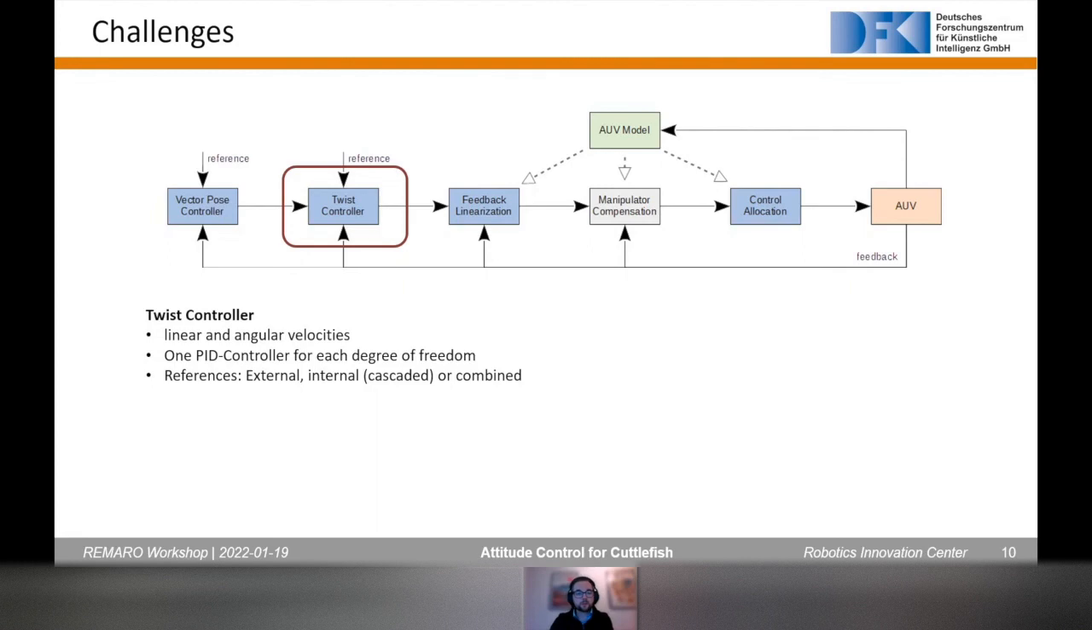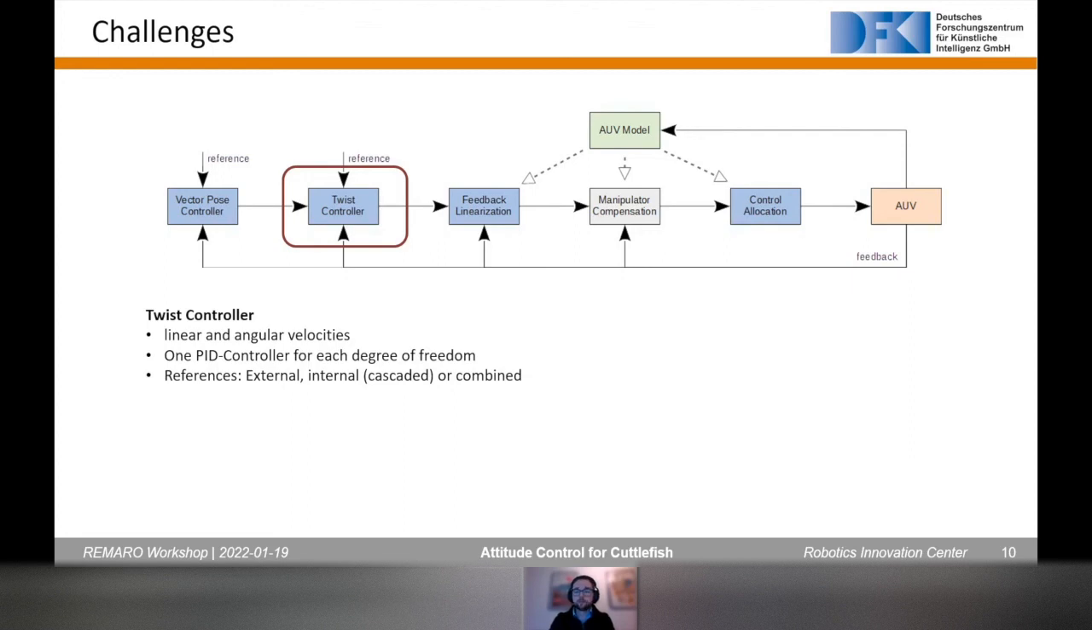Okay, so the next controller in the chain is the twist controller, and here we have a very simple PID controller, one for each degree of freedom. So here we don't have this coupled control anymore, but we have decoupled control. Each degree of freedom has its own PID, its own characteristics, and the special thing about this controller is that it has two references. It not only accepts an internal reference from the cascade, but also an external reference that can be given directly.